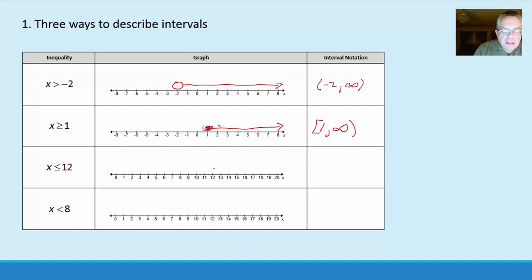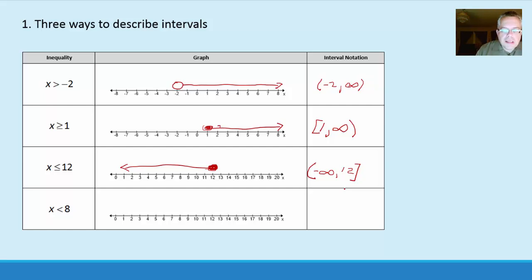The next one, x less than or equal to 12. So we're going to put a solid dot at 12 because it includes 12. And then we're going to draw an arrow to the left. We want numbers less than or equal to 12. So these numbers go all the way down to -infinity. When I'm writing the interval notation, I'm going to put an open parenthesis, -infinity, comma, then the upper endpoint, 12. And because it includes 12, I'm going to put a closed bracket. We'll practice a little bit more when we get back to class, but this will give you an idea of what we're going to be doing.